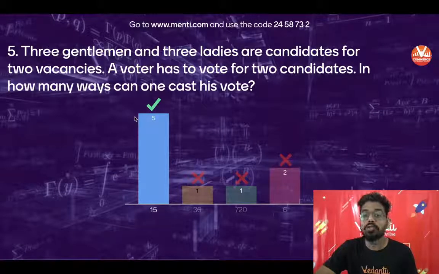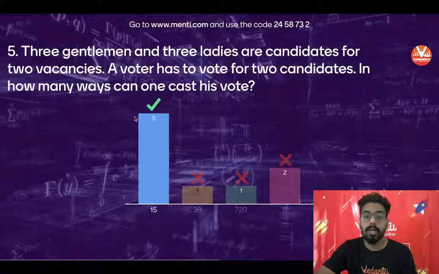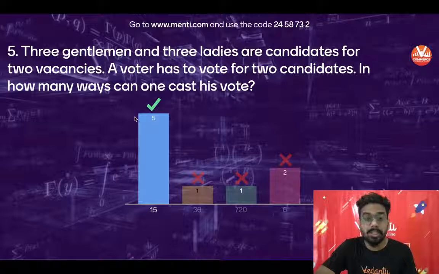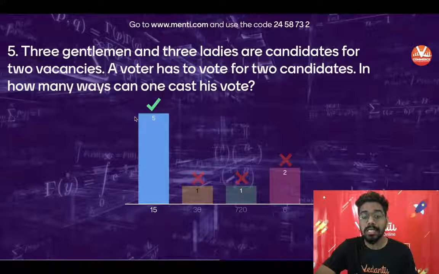Now let's see if the question is having any kind of condition. A voter has to vote for 2 candidates. In how many ways can one cast his vote? So you will see there is no condition that is given in the question. So the answer clearly is 6C2 and 6C2 is 15.